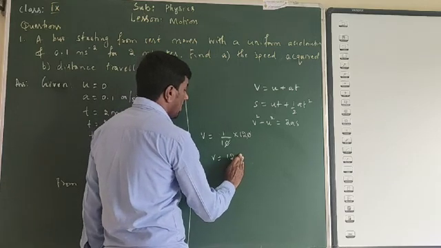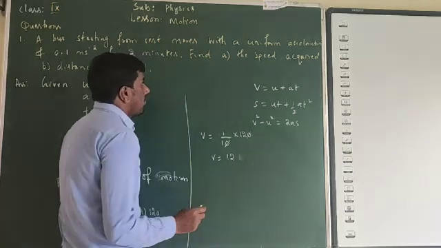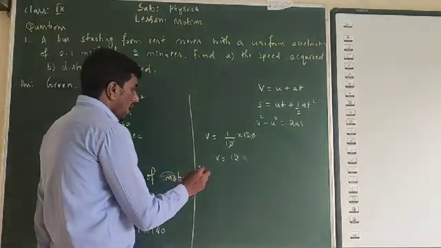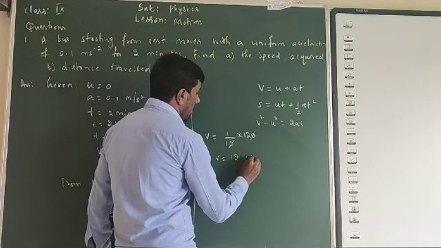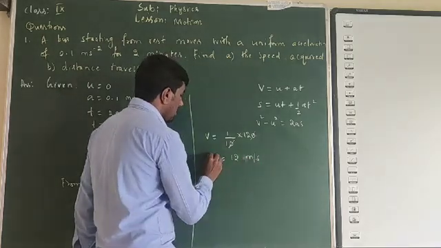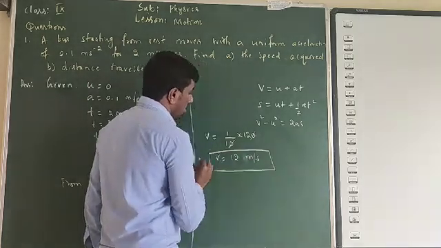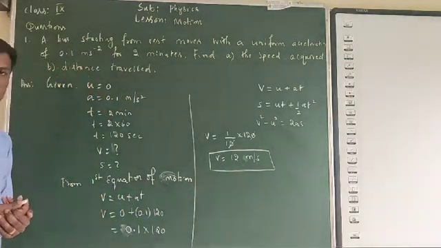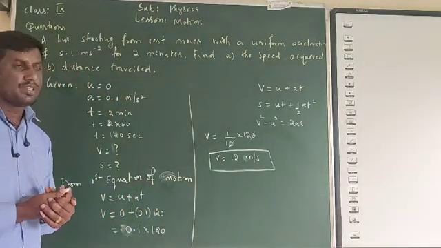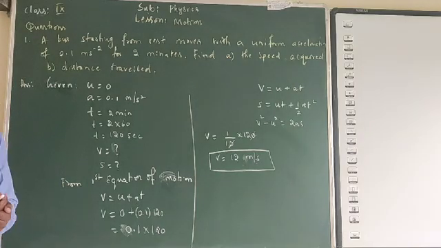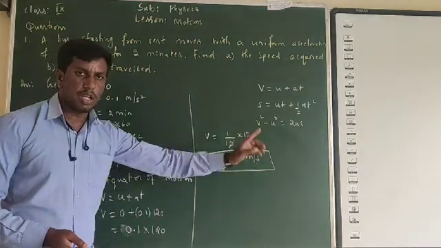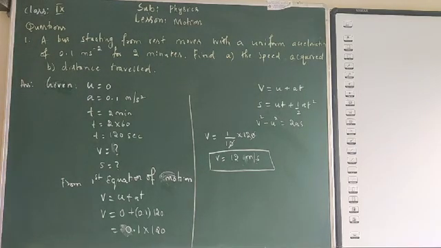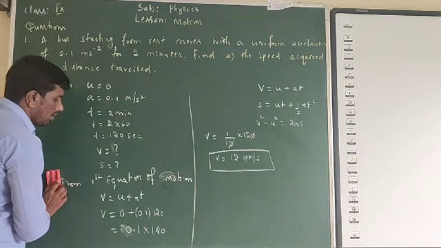In fact, it is a velocity, so it is the speed acquired. The unit is meter per second. So 12 meter per second is the speed acquired. Now we'll find out the distance traveled.